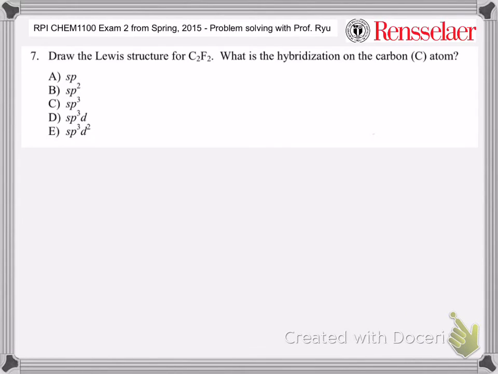Okay, so this is a problem about the Lewis structure of C2F2 and understanding the hybridization on the carbon in C2F2. Starting the Lewis structure for C2F2, we count the number of valence electrons. Carbon has 4, there are 2 carbons, and fluorine has 7, there are 2 of them. So this is 8, that's 14, that makes 22 valence electrons, right? So you have 22 valence electrons to draw.